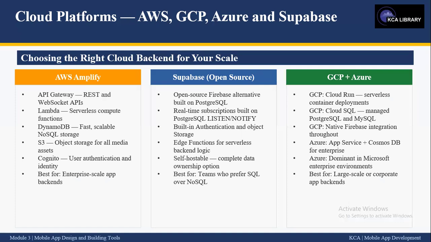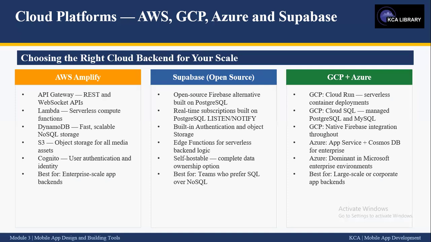AWS: Amplify, API Gateway for REST and WebSocket APIs, Lambda for serverless compute functions, DynamoDB for fast, scalable NoSQL storage, S3 for object storage of all media assets, and Cognito for user authentication and identity. Best for enterprise scale-up backends.